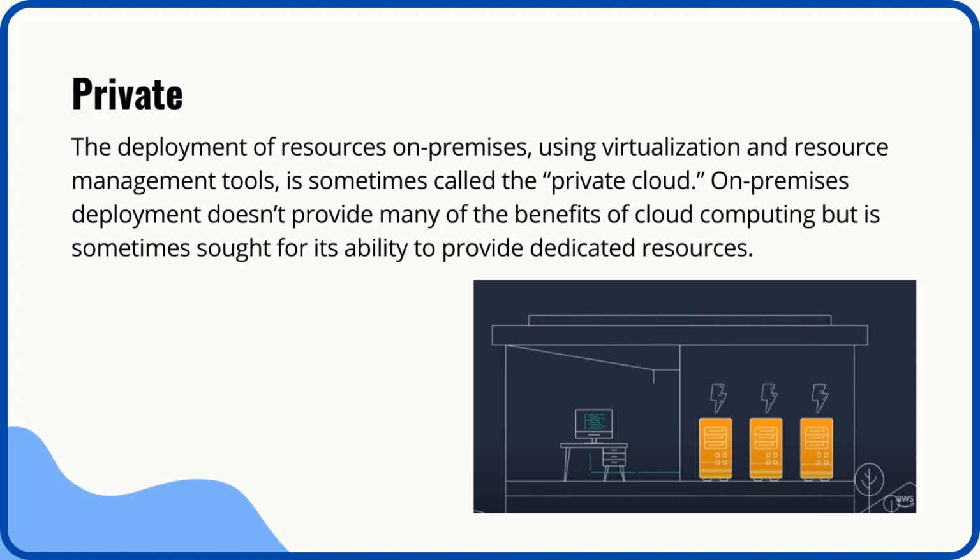Deployment model, private. The deployment of resources on premises, or private, using virtualization and resource management tools, is sometimes called the private cloud. On-premises deployment doesn't provide many of the benefits of cloud computing but is sometimes sought for its ability to provide dedicated resources. In most cases this deployment model is the same as legacy IT infrastructure while using application management and virtualization technologies to try and increase resource utilization. The private cloud allows for greater control over cloud resources. The public cloud deployment model is the opposite of the private cloud deployment model. It is a one-on-one setting for a single user. It is not essential to share your hardware with anyone.